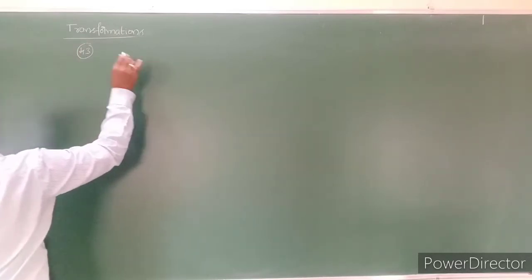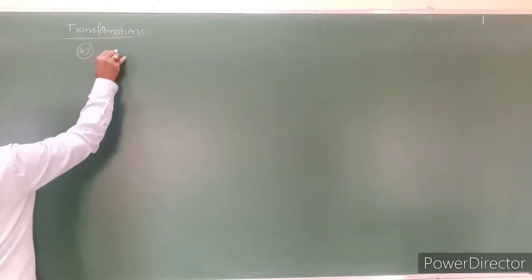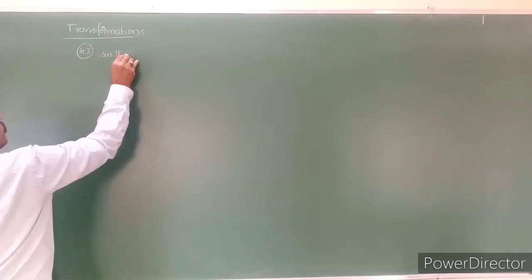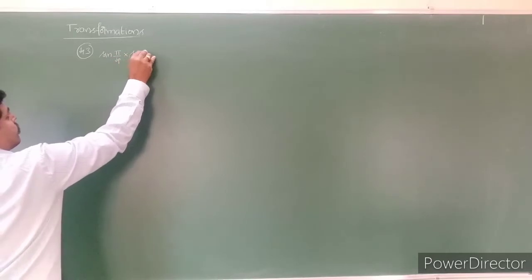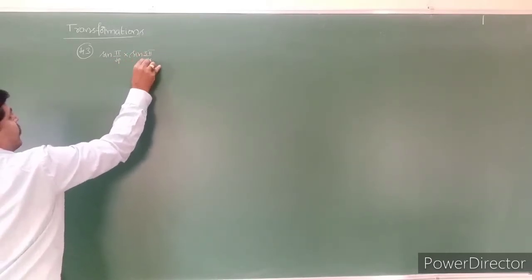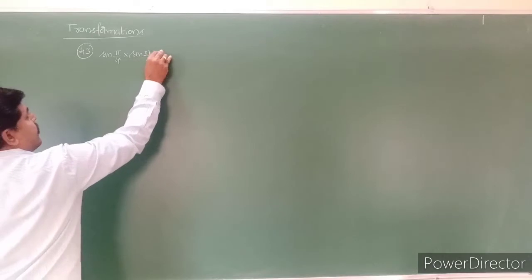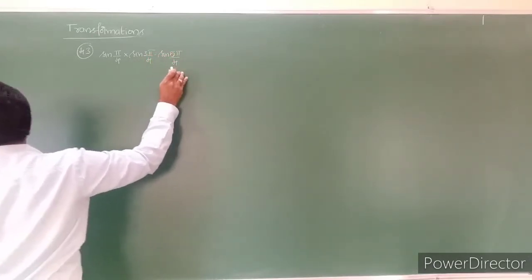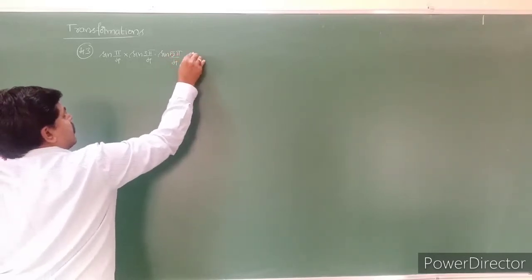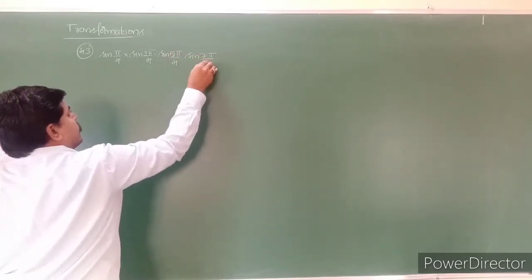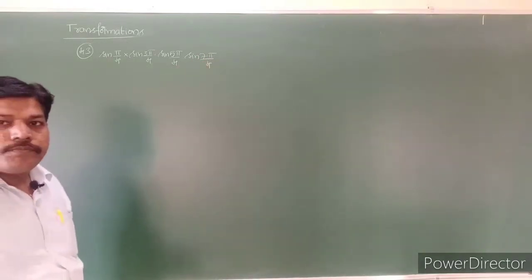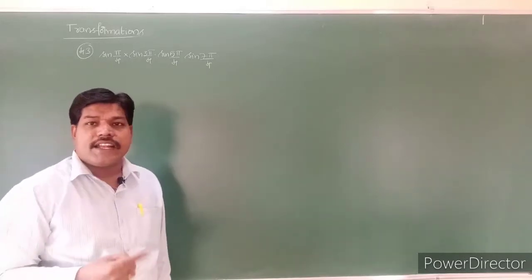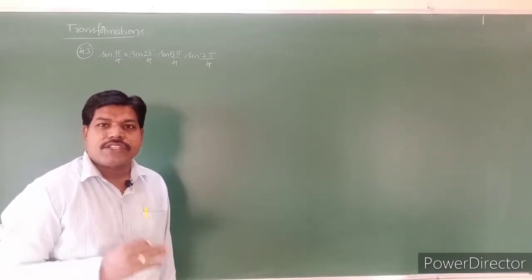So question number 43: sin pi by 4, sin 3 pi by 4, sin 5 pi by 4, and sin 7 pi by 4, all multiplied, twice. Okay, students, so see these values.